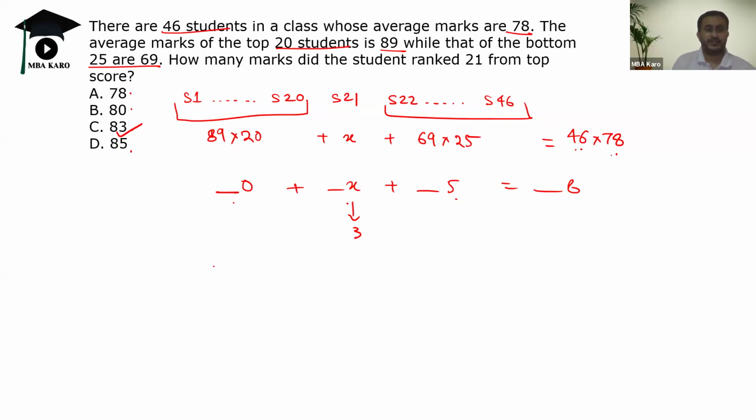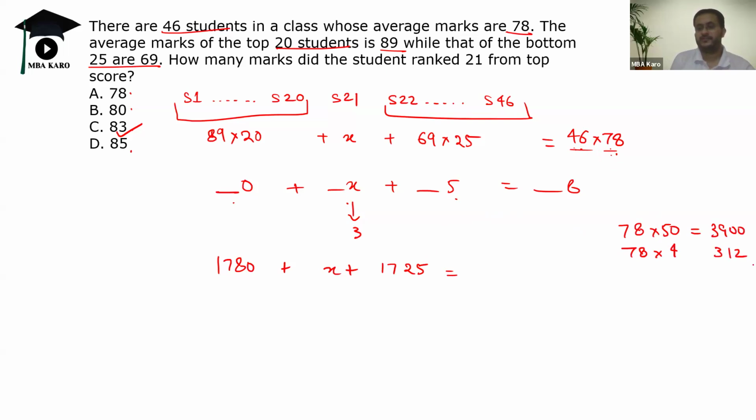And if you want to calculate, this will be 1780 plus X, and 69 into 25, division by 4. 17 into 4 is 68 and 1 remains. So 25 is equal to 46 into 78. Say how to do fast calculations. We will revisit the fast calculation techniques in every class wherever we have calculations. So please do watch those classes to understand what we are doing. 78 into 50 and 78 into 4, we'll subtract it. So 3900 minus 312 will be 3588.